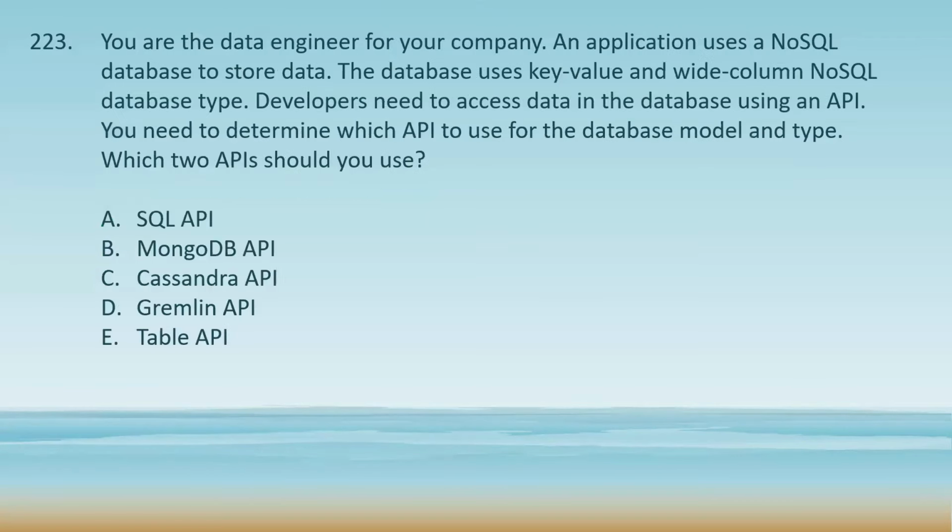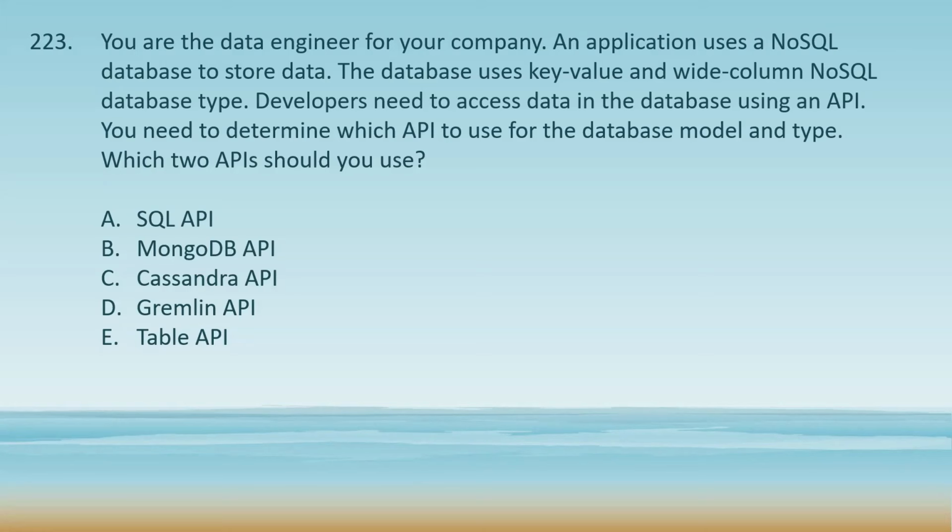You are the data engineer for your company. An application uses a NoSQL database to store data. The database uses key value and wide column NoSQL database type. Developers need to access data in the database using an API. You need to determine which API to use for the database model and type. Which two APIs should you use? Your options are SQL API, MongoDB API, Cassandra API, Gremlin API, and Table API.